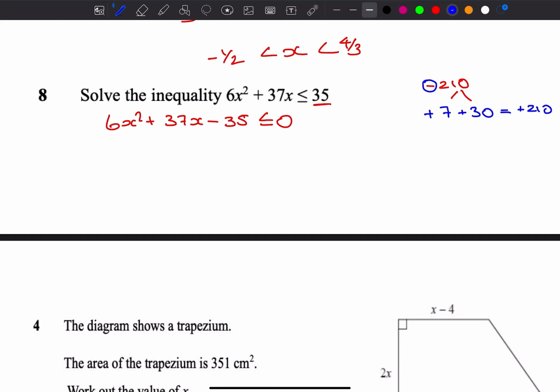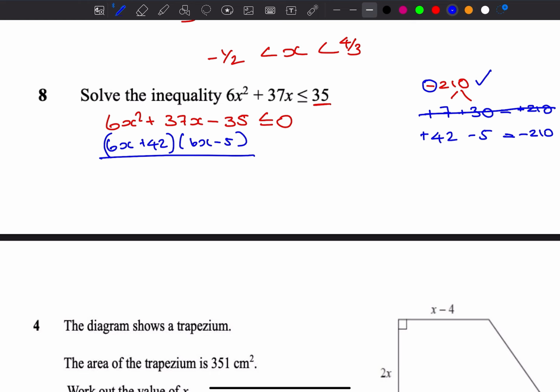So 210 divided by 42, shall we say? That's 5. Yeah, that's it. 42 times 5. The 42 you can say plus and minus. If you multiply 42 times minus 5, you get minus 210, and that's what you want. So it's not that one. So 6x plus 42, 6x minus 5. Everything divided by 6. 6 can divide here. That gives you x plus 7, 6x minus 5 less than or equal to 0.